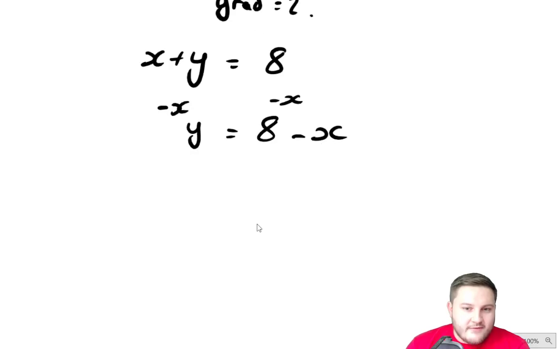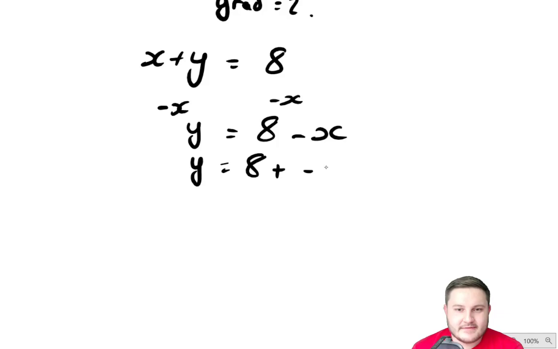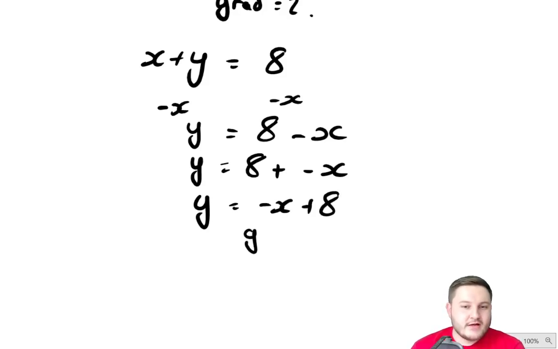Now, some students might say, oh, it's not in the form y equals mx plus c, because usually the x goes in front. Technically, as long as you keep the negative on the x, what this is basically saying is 8 plus negative x. Because when you add a negative, that's the same as subtraction. When you've got addition, you can do whatever order you want. So you can swap the order of this to make it negative x plus 8. And so the gradient of this line would be negative 1.